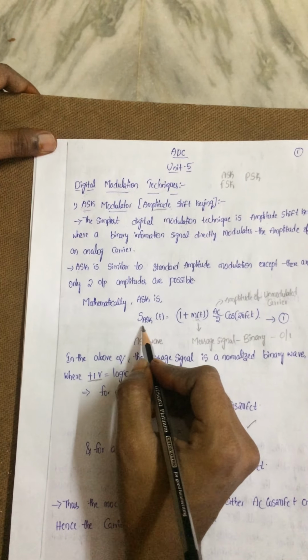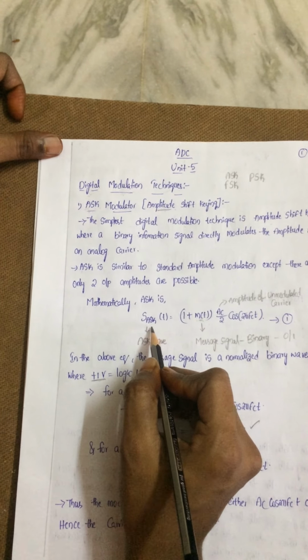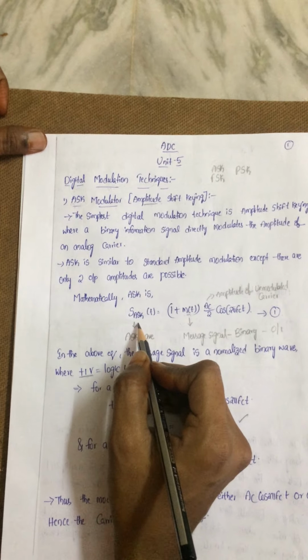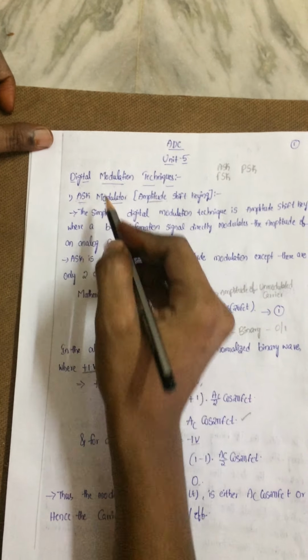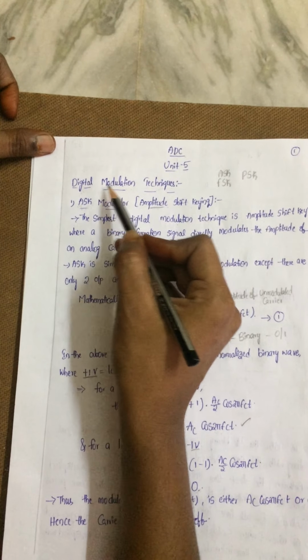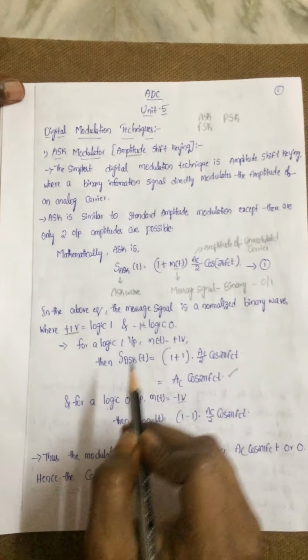So I have taken a standard equation that is related to the AM continuous modulation technique. Amplitude shift keying and amplitude modulation are similar in nature, but the message signal we are using is different. Here we are talking about digital, which means we are taking a logic 1 and logic 0 value.